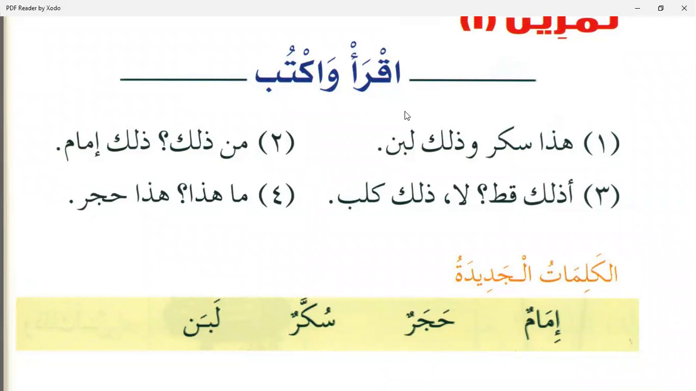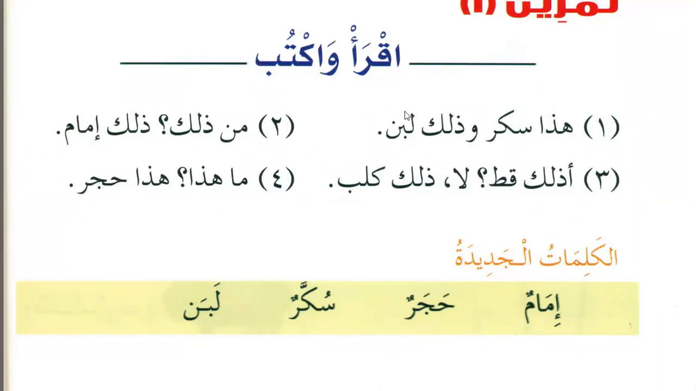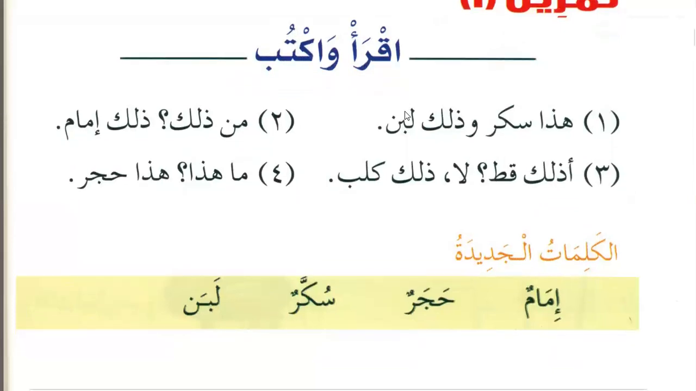Haza sukarun wa zalika labanun. This is sugar, but that is milk. Man zalika? Zalika imamun. Who is that? That is an imam. Azalika kittun? La, zalika kalbun. Is that a cat? No, that is a dog.